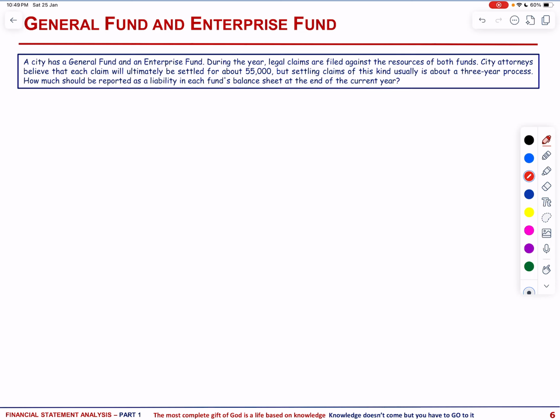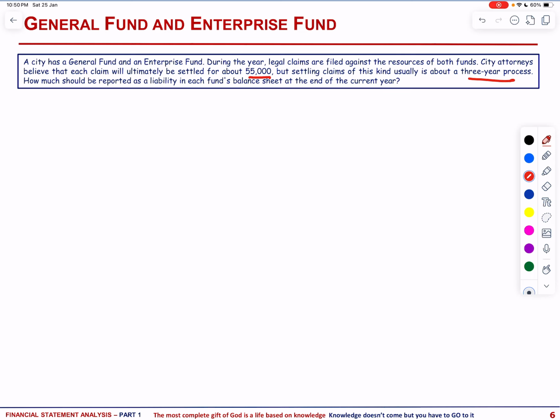Let us look into another exercise. A city has a general fund and an enterprise fund. During the year, legal claims are filed against the resources of both funds. City attorney believes that each claim will ultimately be settled for about 55,000, but settling claims of this kind usually is about a 3-year process. How much should be reported as a liability in each fund's balance sheet at the end of the current year?